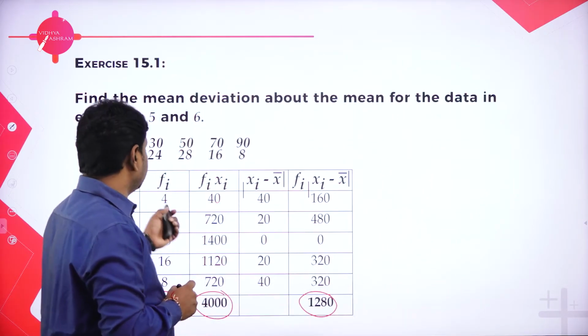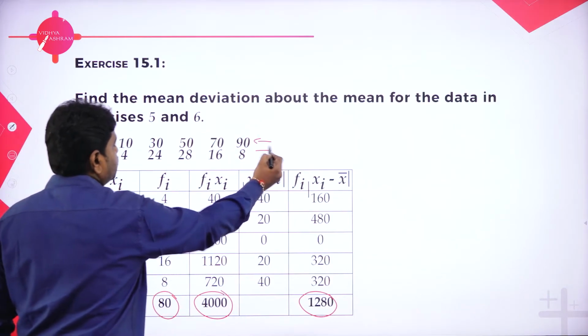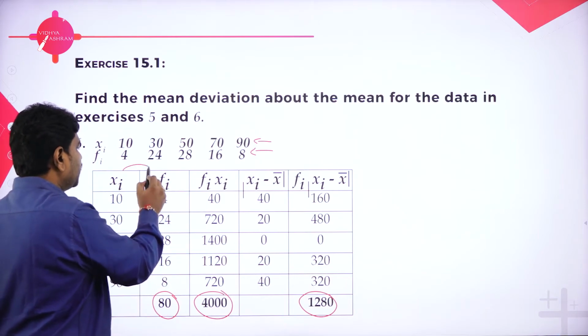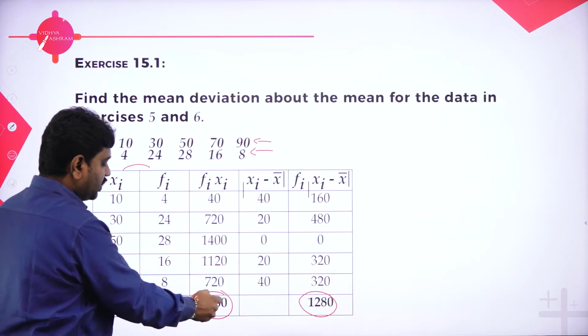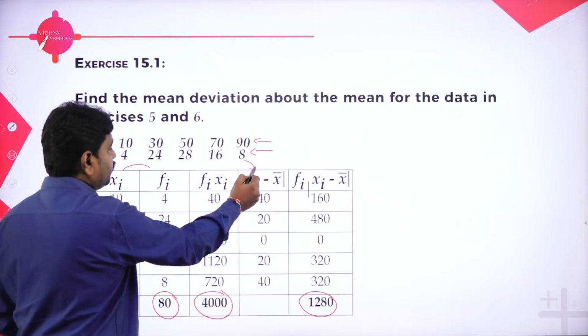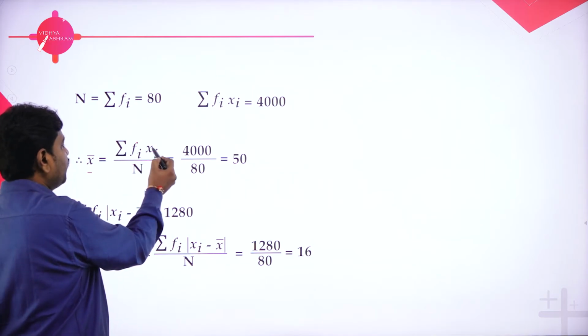So, clear presentation is here. Xi make a column, frequency make a column, these two are given in the problem. Multiply these two and fill this column and then add all the frequencies, you will get 80, add all this, you will get this. Then to fill this column, first you should calculate what is called as mean. Mean, what is mean? Sigma Fi xi by n.